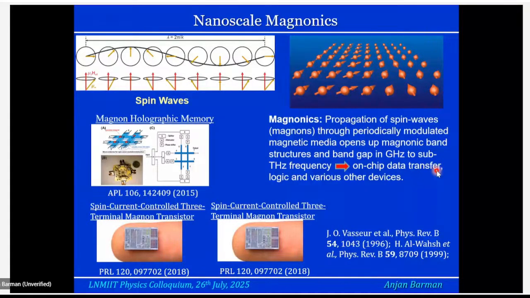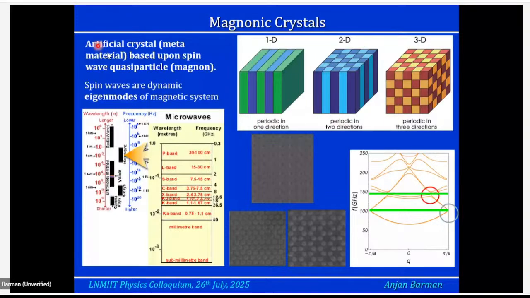So far, many prototypes of these magnonic devices have been shown, like holographic memory, spin current control, three-terminal magnon transistor, and so on. There are logic and other things. Like I said, these are artificial crystals or metamaterials. These are based upon the spin wave quasi-particle or magnon.